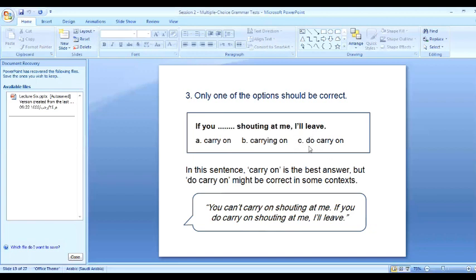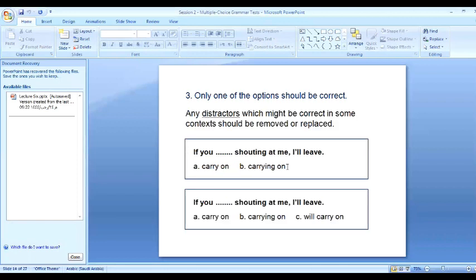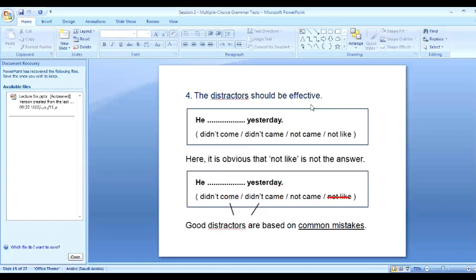So what makes a good multiple choice grammar test? There should be only one correct answer, not two answers. Let us go to number 3. Only one of the options should be correct. So this is the same that we had.